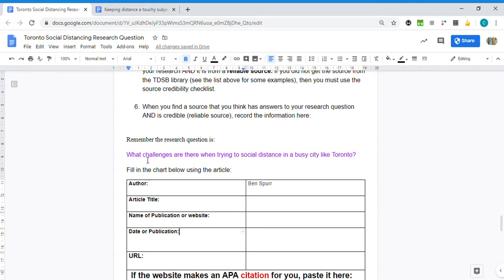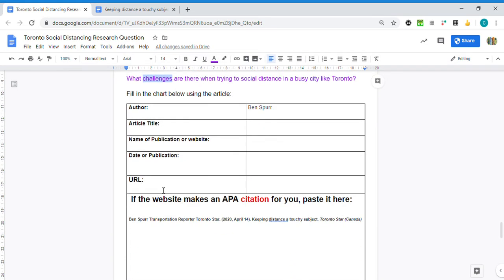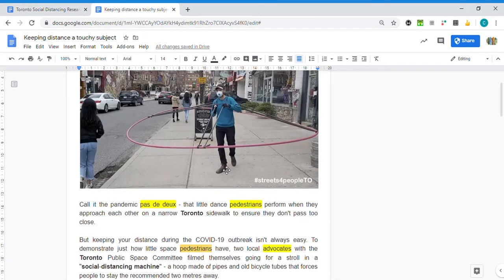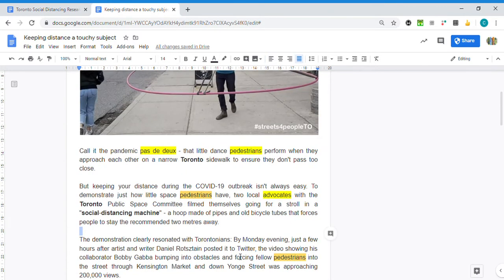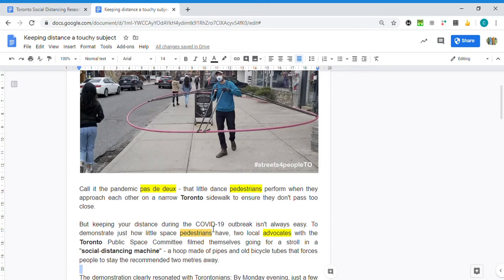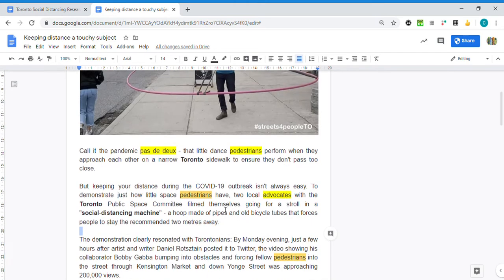So we're looking at what were the challenges that happen when we try to social distance in a city like Toronto. So the key word is problems or challenges. What prevents people from being able to social distance? Okay? Now that I have the question in my mind, I'm going to go to the article and I can read through it once. I can read it slowly and take it part by part. So I'm going to show you and model how I would read the first page and what would be my thinking as I'm reading. Okay?